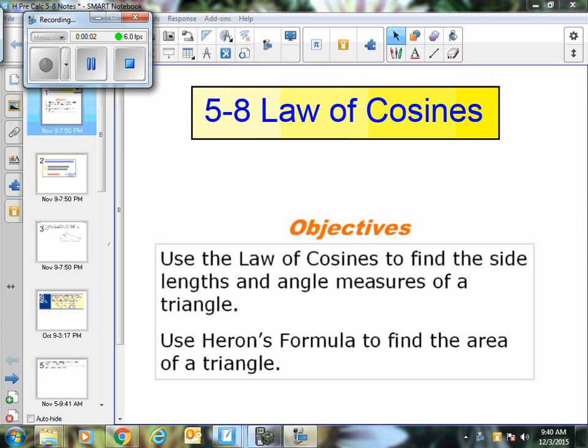All right, everybody, we're going to take a look today at something called law of cosines. So we had our law of sines to help us solve non-right triangles. Today we're going to look at law of cosines, which is another law that we use to find solutions to triangles that are not right triangles, but where law of sines just wouldn't work.